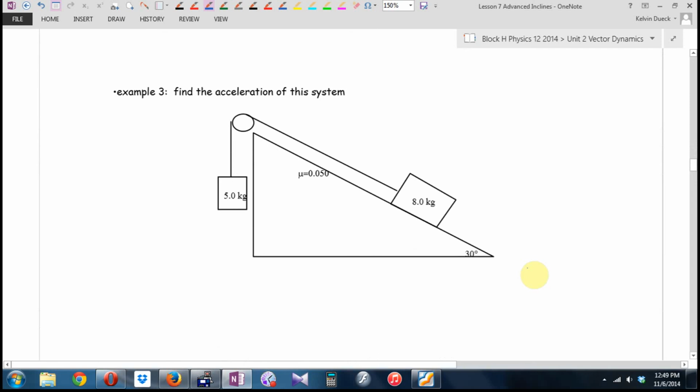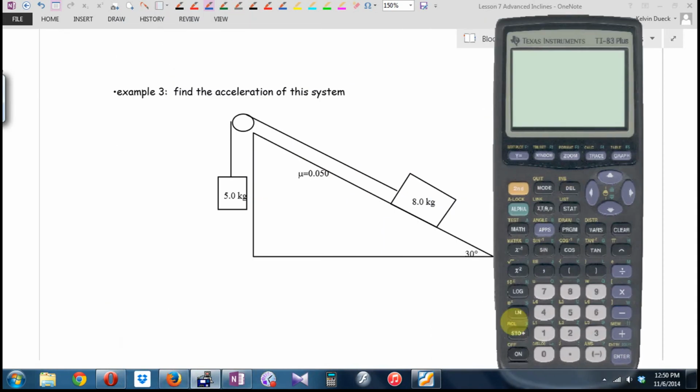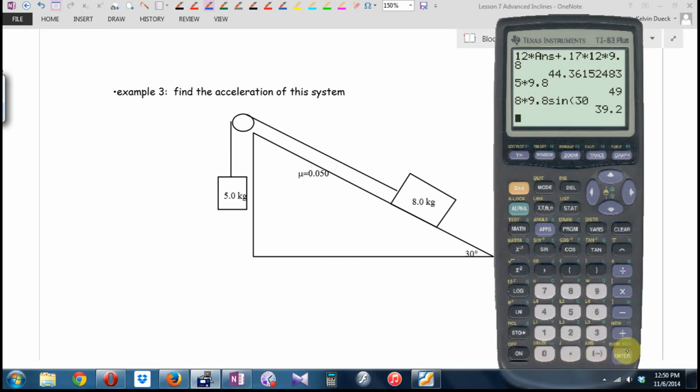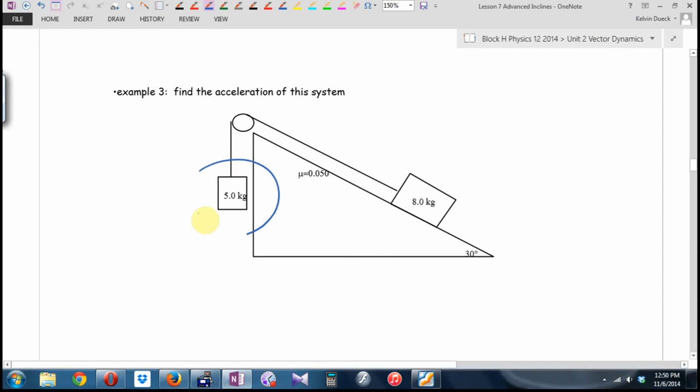Let me show you what I mean. Let's do it with numbers. For what it's worth, I'm going to guess wrong. If I wanted to find out ahead of time, I would say, okay, little mg is 5 times 9.8. Little mg is pulling down with 49 newtons. Big mg is 8 times 9.8 times sine 30. It's pulling with 39.2. So this is going to be the winner.